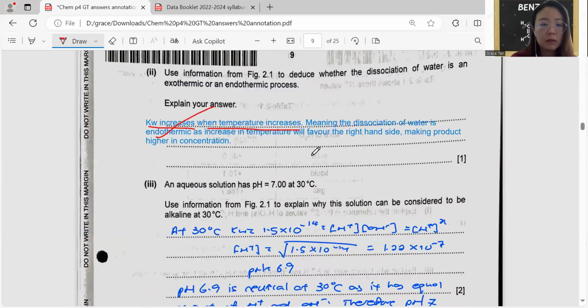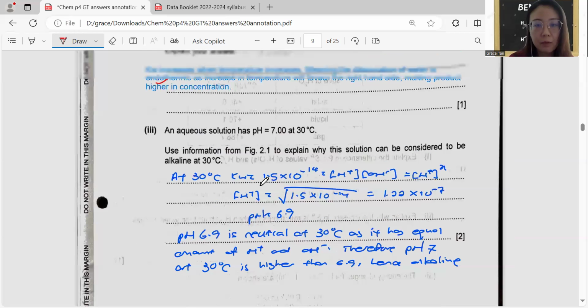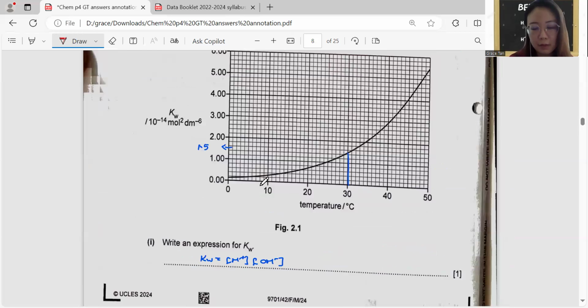All right. Now, third question. Okay. Now, I'm not so sure how many people can answer this question. I think this is a nice question. Aqueous solution has pH 7 at 30. Use information from figure 2.1 to explain why this solution can be considered to be alkaline. Now, first, I went and looked at the graph. What is the Kw at 30 degrees Celsius?